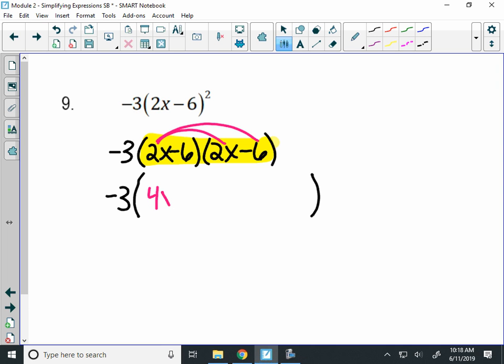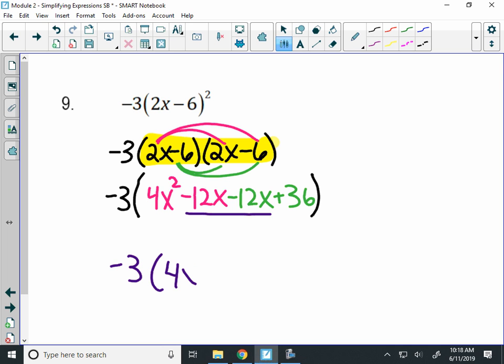I'm going to multiply the 2x across. So 4x squared minus 12x. Then distribute the -6 here. So that'd be -12x plus 36. Now if I combine like terms, these negative 12x's will combine. So I'll have negative 3, the 4x squared minus 24x plus 36.